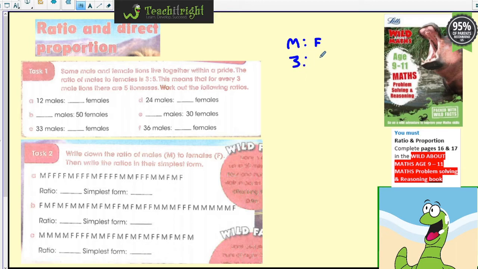And now I've got this, I can carry on reading. This means for every 3 male lions, there are 5 lionesses. Work out the following ratios. So if there were 12 males, how many females would there be? Just to show you the setup for each of these, you're saying, okay, well, 3 has now become 12. How much larger is that? That is 4 times larger. Therefore, this 5 must also become 4 times larger. And so my answer is going to be 5 times 4, which in this case is 20.